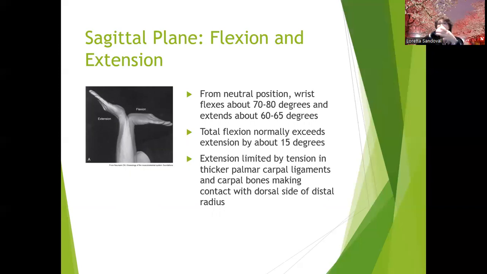So if you can touch your wrist all the way to your forearm, you have hypermobile joints in your wrist. If you're easily standing on your hands, that's beyond normal extension. So, you know, I've done it. We've all done it. Stood on your hands, right? Or tried it at least. We're expecting more of our joints than they're really designed to do. The extension is limited by tension in the thick palmar carpal ligaments and the carpal bones making contact with the dorsal side of the distal radius.